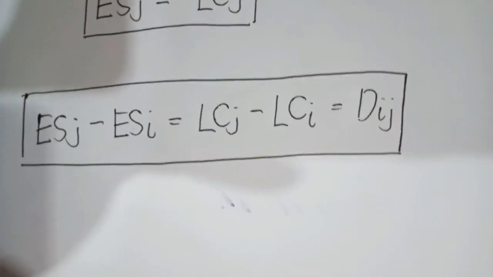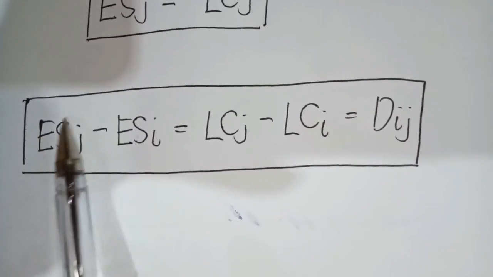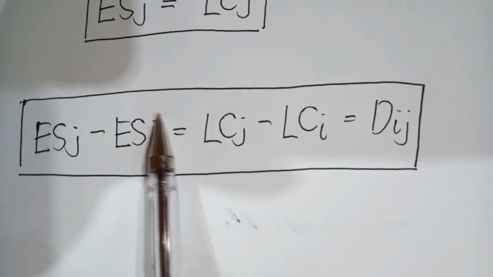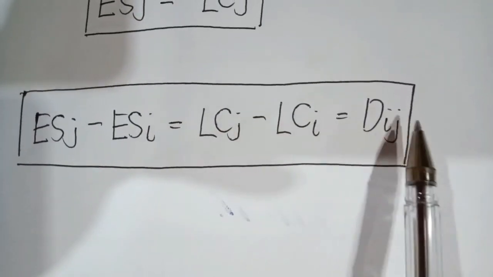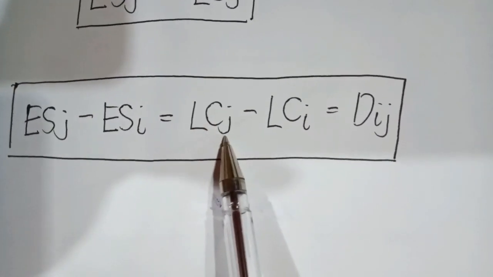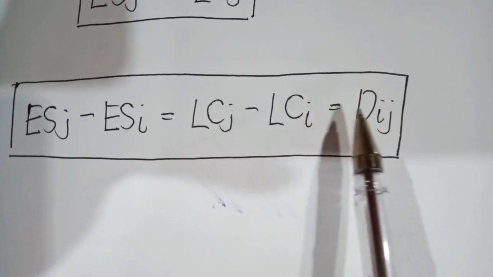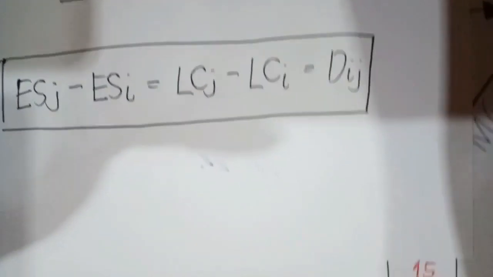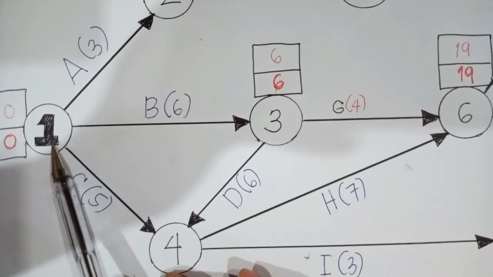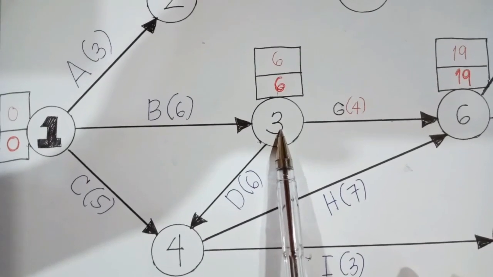And finally, the last condition: the earliest start time of the ending activity minus the earliest start time of the starting activity should be equal to its duration. On the other hand, the latest completion time of the ending activity minus the latest completion time of the starting activity should also be equal to its duration. Going back to our network diagram, like I said earlier, node 1 is the starting activity and node 3 is the ending activity.